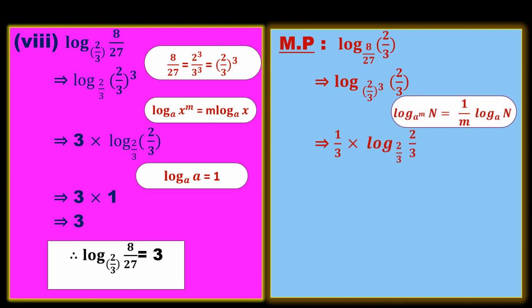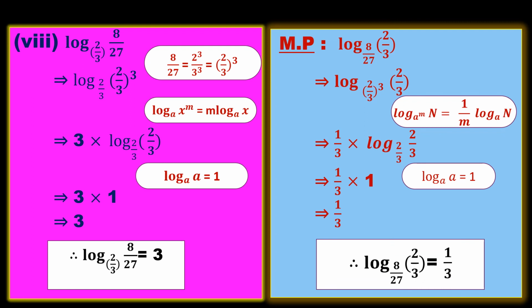So 1 by 3 log 2 by 3 base 2 by 3. When the power and base are the same, its value is 1. So 1 by 3 into 1 is 1 by 3. So this is your answer. Here you got 3 and here you got 1 by 3. Don't make a mistake here. So let us go to the next one.